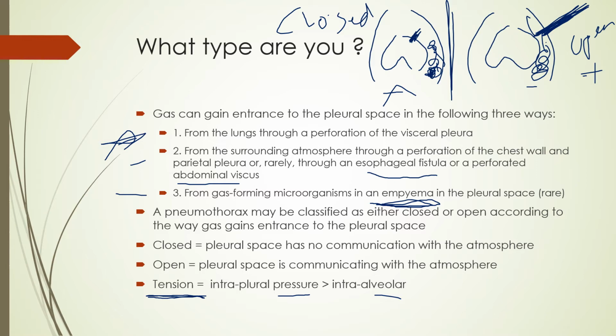So a tension pneumothorax can be from a closed or an open, right? It's not really a type, it's just indicating the severity of the pneumothorax. How severe is it? Well, it's severe enough that the pleural pressure is greater than alveolar pressure. It doesn't indicate etiology, it doesn't indicate what caused it, it just indicates that it's severe enough that my pleural pressure exceeds alveolar pressure. Hopefully you get this point.